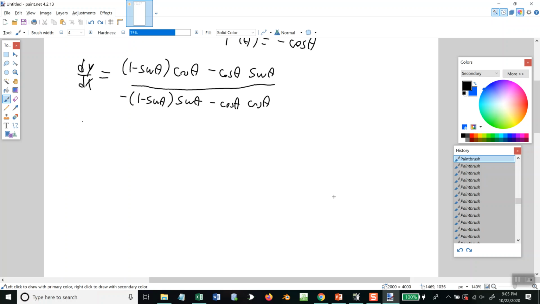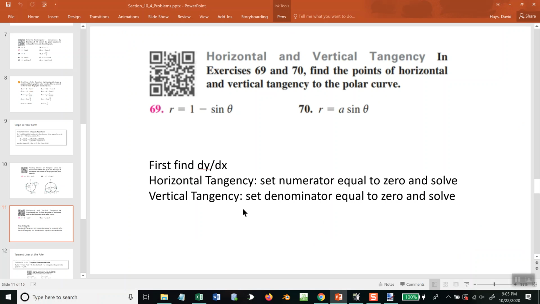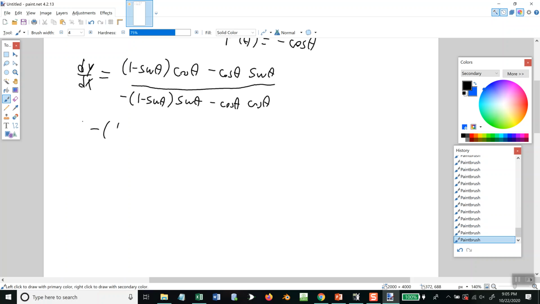Okay, that was the top part. The bottom part is what gives us the vertical tangency. And it says set the denominator equal to 0 and so on. Okay, so set the bottom part equal to 0. Minus cosine times cosine is cosine squared equals 0. Why do I get that parentheses there?